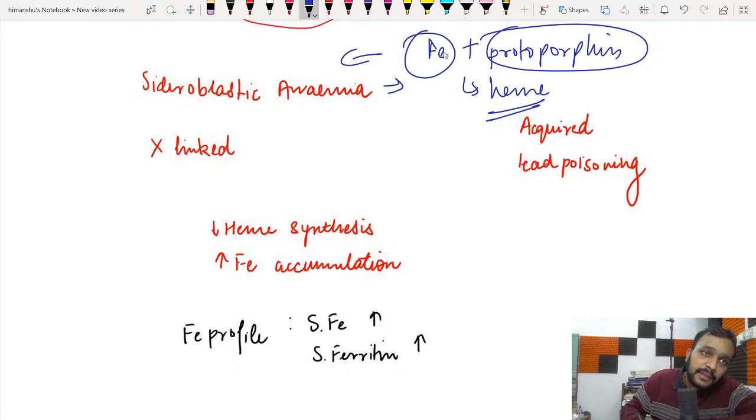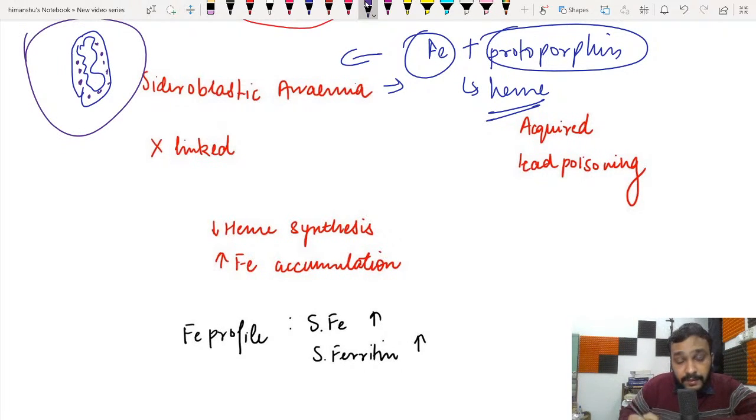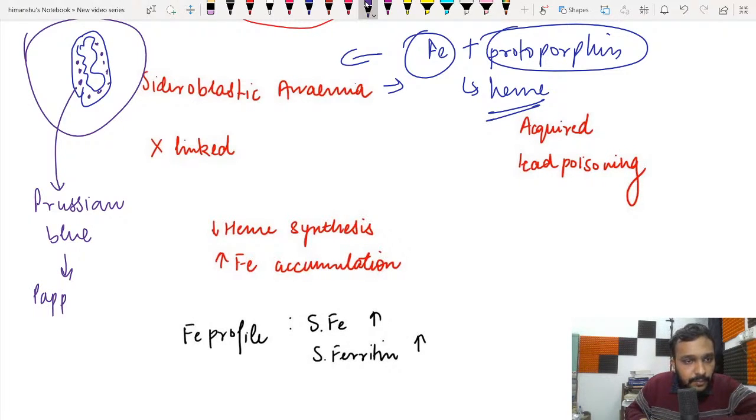This iron gets stored within the mitochondria as ringed sideroblasts. So we see ringed sideroblasts: the mitochondria that are seen, with iron stored within them. These can be stained with the help of Prussian blue, and then they are known as Pappenheimer bodies.